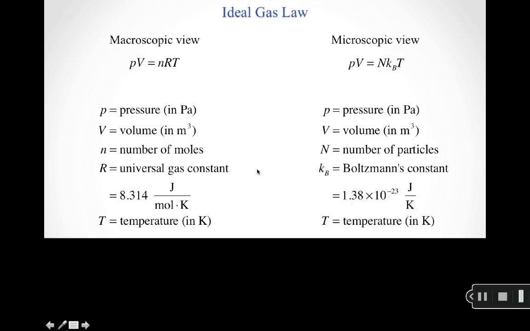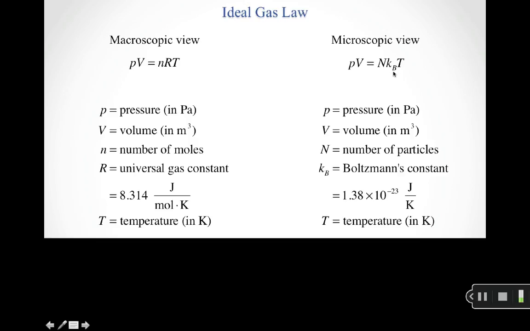Now the other way that I can set up the ideal gas law is what's known as the microscopic view. Again, I've still got PV on the left-hand side of the equation, but now PV equals big N times k_B T. So the PV and the T are all the same, but what I've swapped out is that big N is now the number of particles, and k_B is the Boltzmann constant. So instead of looking at the number of moles, now I'm looking at the number of particles within the gas. And so that's changed what I need this constant to be.